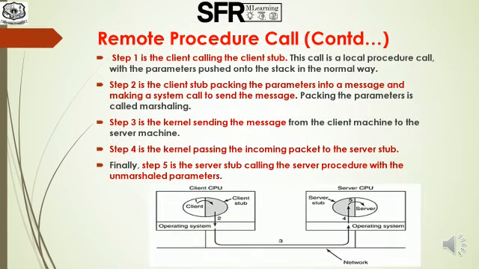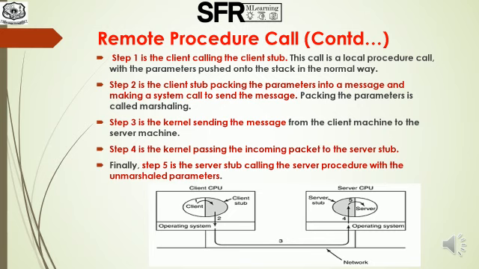Here are the step-by-step executions of the RPC. First, the client calls the client stub. The client stub packs the needed parameters into a message and makes a function call to the OS, that is the kernel, to send the message. Then in step 3, the kernel sends the message from the client machine to the server machine. In step 4, the kernel in the server machine passes the incoming packet to the server stub.